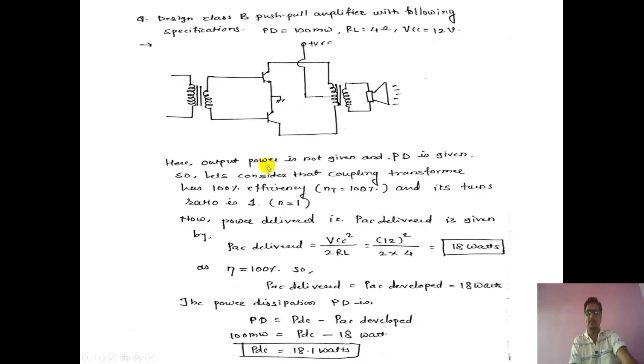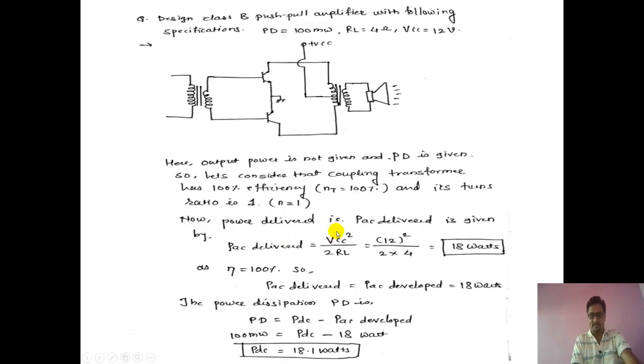Here output power is not given, power dissipation is given. So let's consider that the coupling transformer has 100% efficiency. See, it is the same assumption that we had in the class A amplifier. The turns ratio is equal to 1. The same lines, same procedure as I told you: if power dissipation is given, follow this assumption. If power delivered or developed is given, follow the next one.